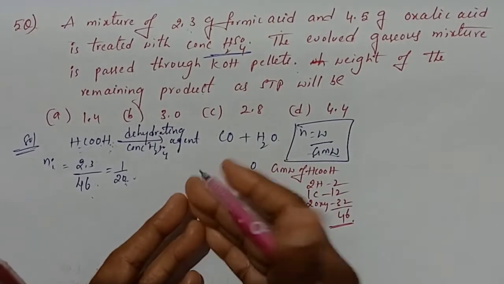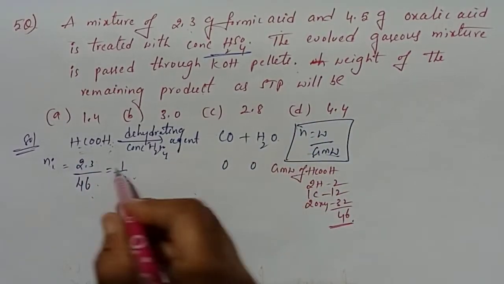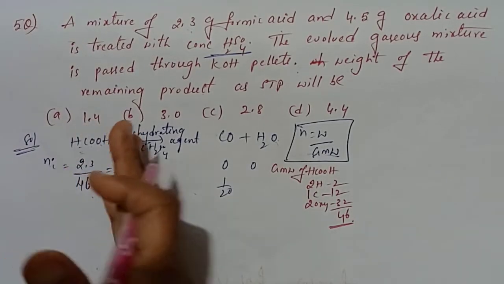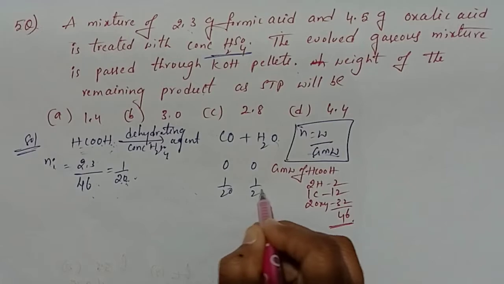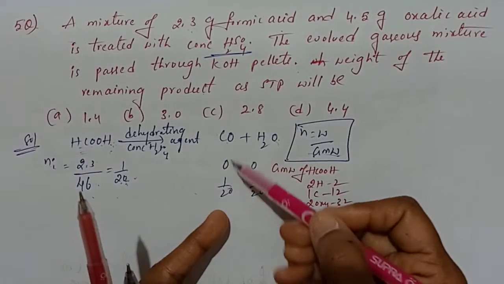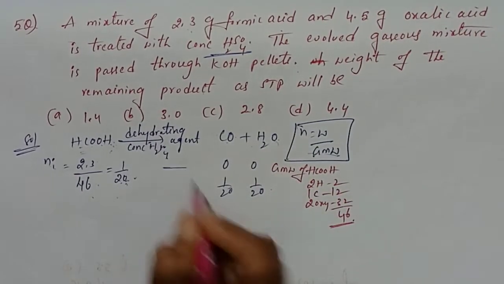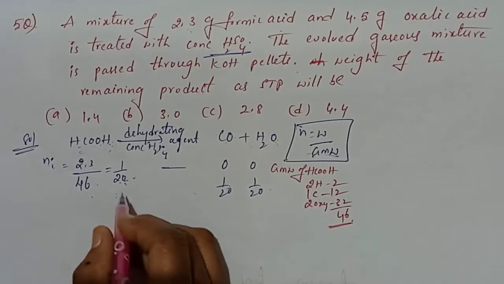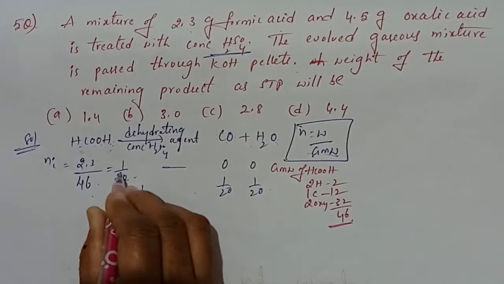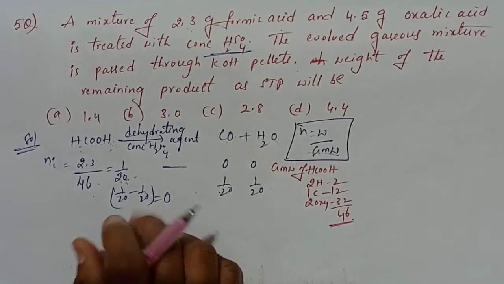Now the final number of moles. For formic acid it will become 0, and this will become 1 by 20. The initial 1 by 20 is completely converted into product, correct? 1 by 20, 1 by 20 are the final number of moles of CO and water. And the final number of moles of formic acid, how much, students? This is 1 by 20 minus 1 by 20. Initial minus final, you will get 0. Understood?